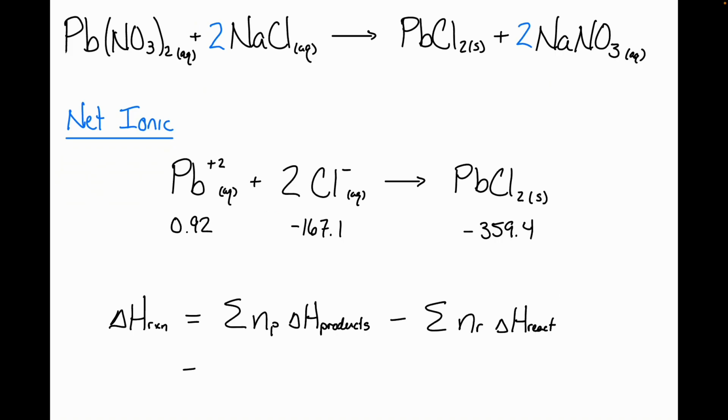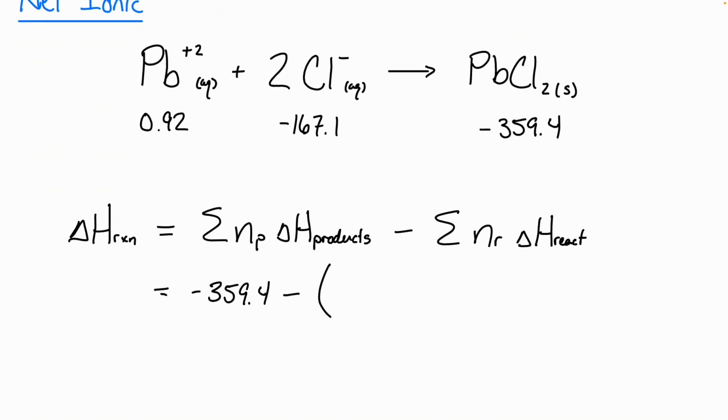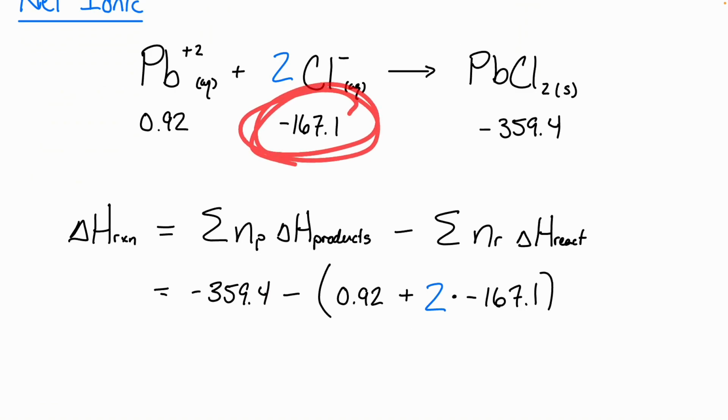So I'm going to take that negative 359.4 and I'm going to subtract the sum of my reactants. I'm going to need to put that in parentheses so I don't mess up my order of operations. I need this minus sign to be distributed to both of those reactant values. So that's the 0.92 plus 2 times the negative 167.1. All right, and where did that 2 come from? Our coefficient in our balanced chemical equation. We got to multiply that negative 167 by that coefficient in our balanced chemical equation.